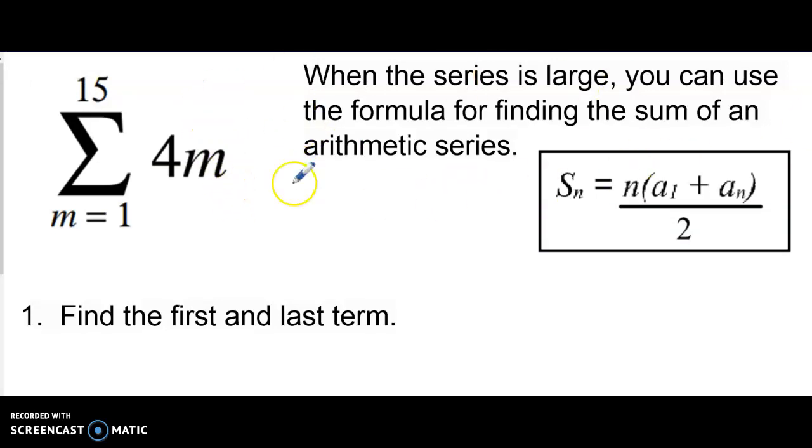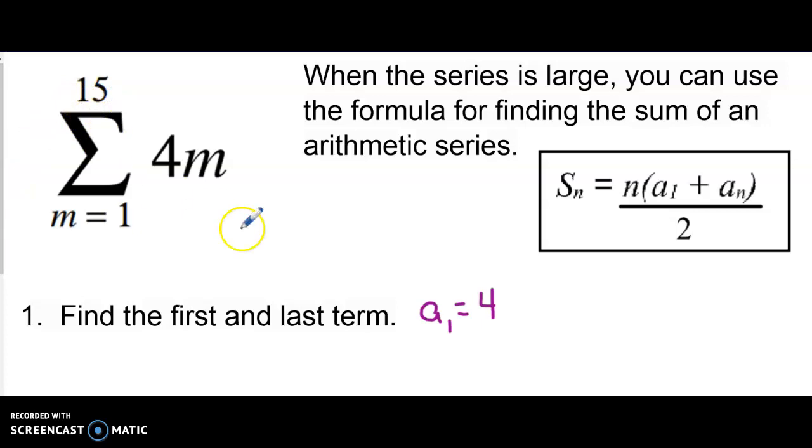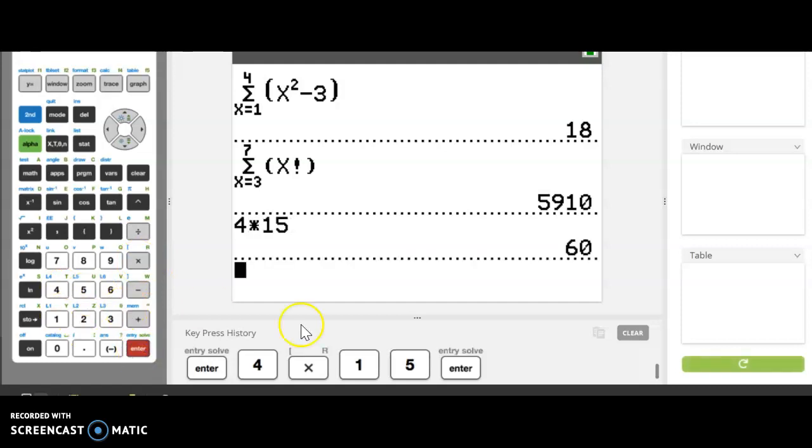When your series is large, you can use the formula for finding the sum of an arithmetic series if you would like. For my first term here, if I plug 1 in, 4 times 1 is 4. So my a sub 1 term is 4. Then I can find my a sub n term. So what's my last term in my sequence? 15. So a sub 15 is going to be 4 times 15. And I can plug that into my calculator, 4 times 15. And that gives me 60.